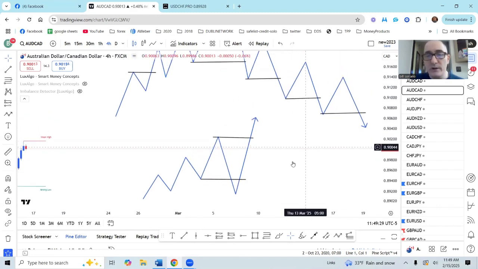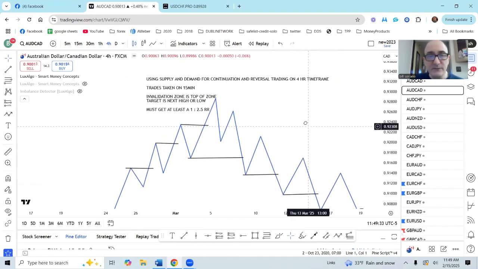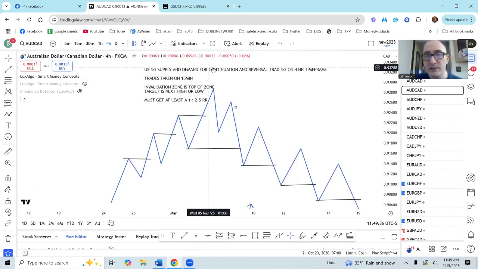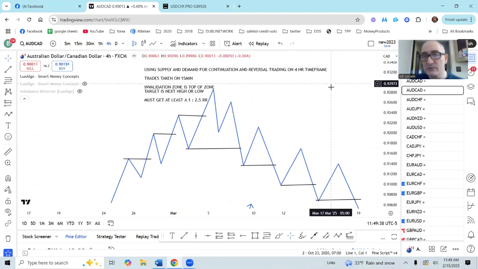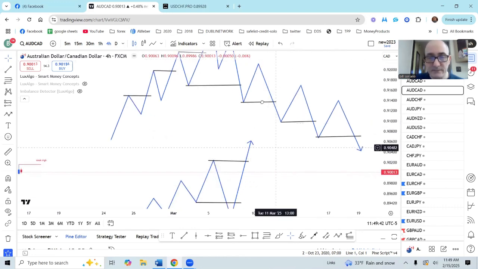You'll get more of that when we're on the charts here, but I just want to show you that this is the basis of the trading plan, is that we're using these supply and demand zones for continuation and reversal trading on the 4-hour time frame, right? But the trades we'll be taking on the 15-minute.